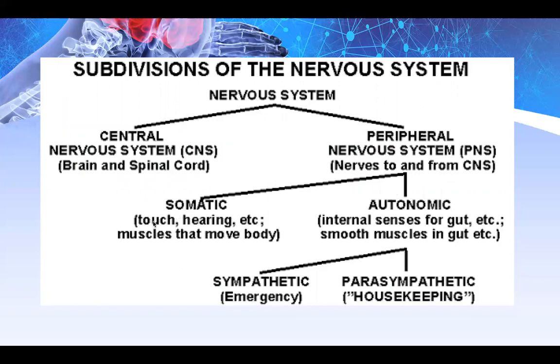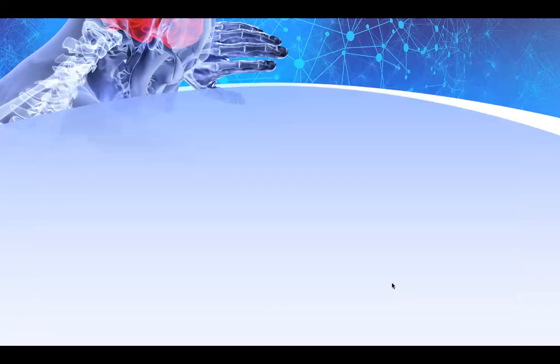When we say somatic, it is the sense of touch, hearing, or the other muscles that can move. And autonomic, the internal senses, and most especially it focuses on the smooth muscle. The sympathetic and parasympathetic will be for higher biology.